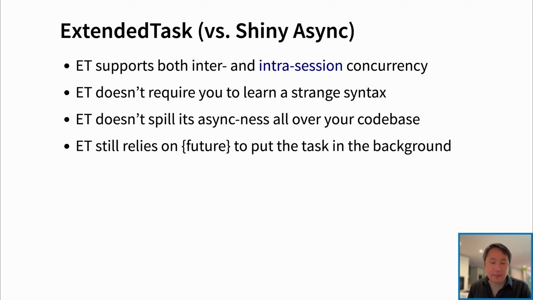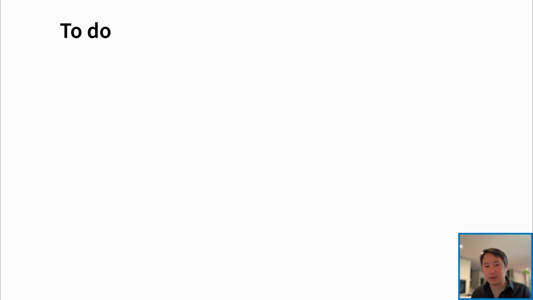Now, keep in mind that for R, extended task still relies on the future package to put the task in the background. If the task is not happening off of the main R thread for the Shiny R process, then nothing we do is going to achieve inter or intra-session concurrency. We're just fundamentally limited to doing one thing at a time. So we really need to use that feature.